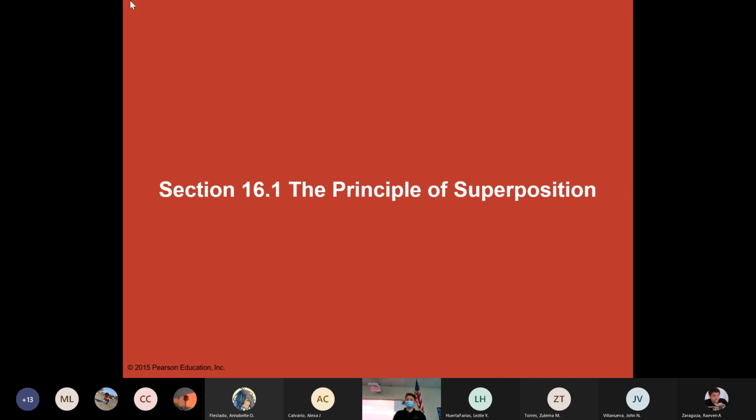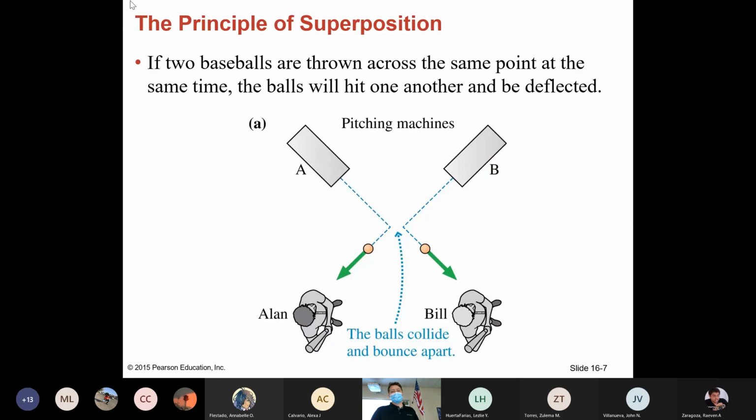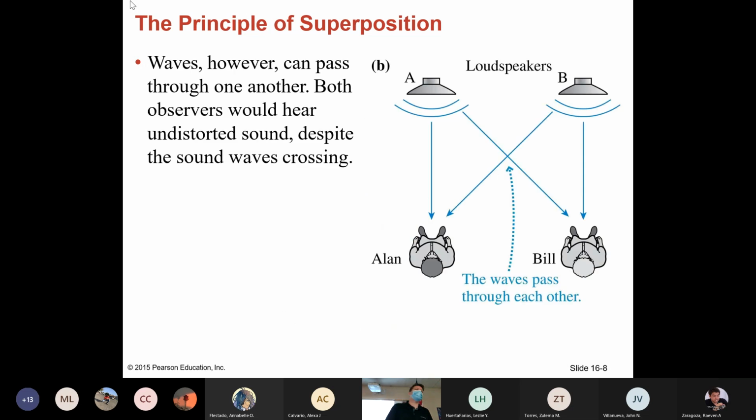So we're going to start off with the idea of superposition. Superposition is a very specific thing. If you shoot two baseballs at one another and they have trajectories that would cross over one another, they're just going to bounce off, right? But what superposition is, like a wave can be in superposition. They will not bounce off of one another. If they cross paths, they don't bounce. They just go straight through one another.